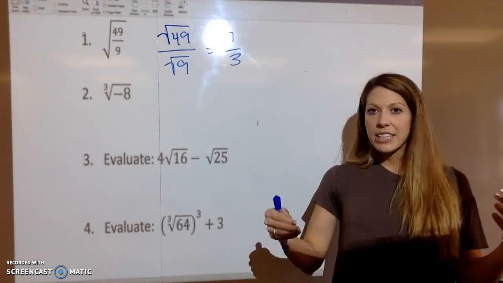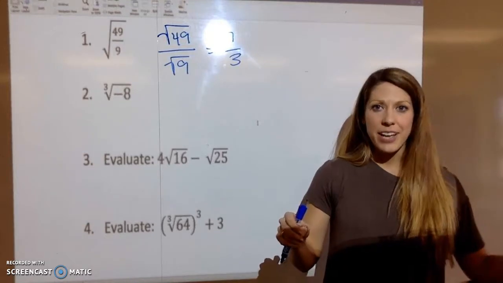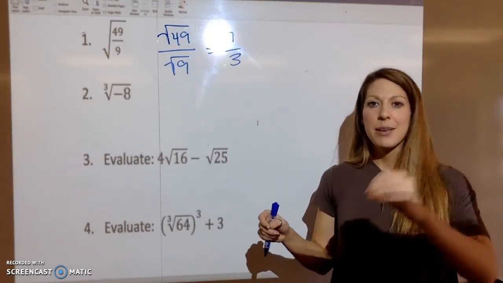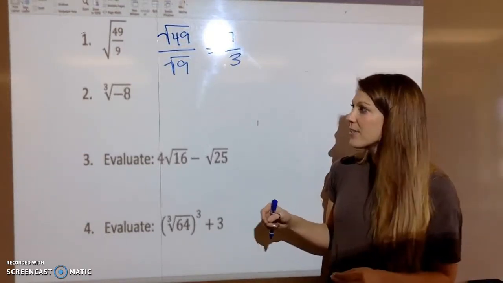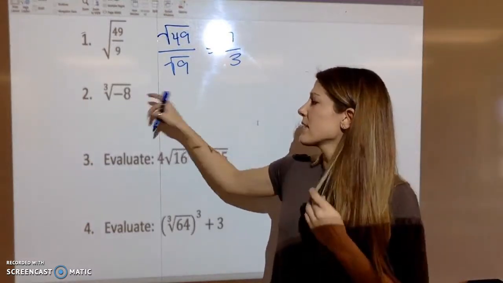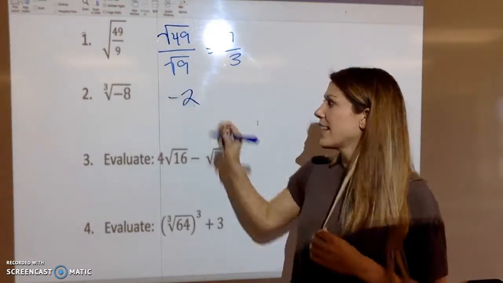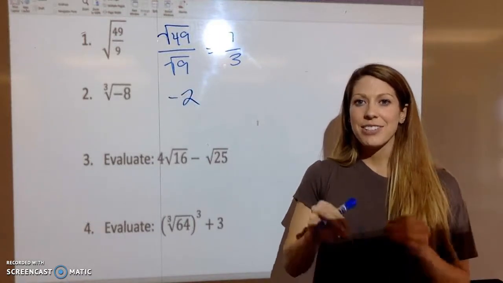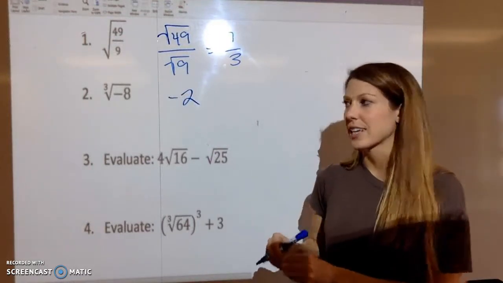So without a calculator, we would try 2 next. 2 times 2 is 4, times 2 is 8. So positive 2 is the cube root of 8. Since this is the cube root of -8, it's -2. -2 times -2 times -2 is -8.